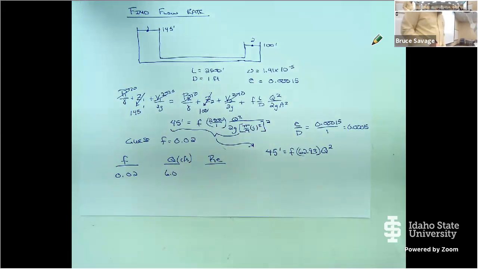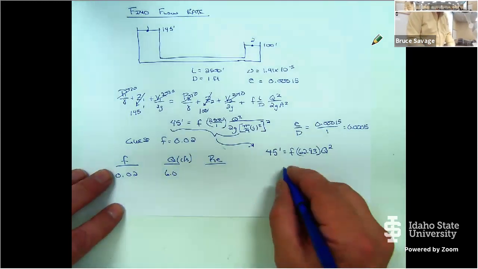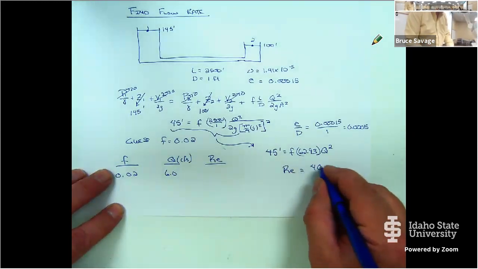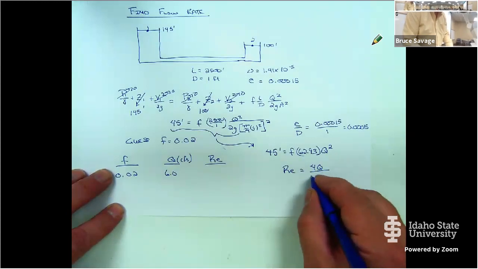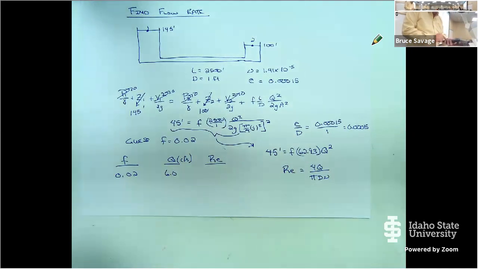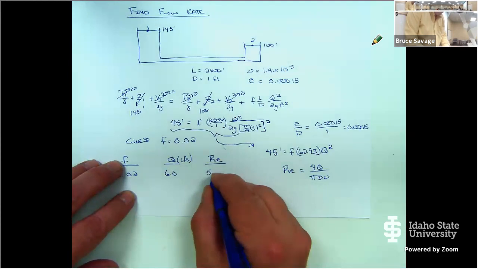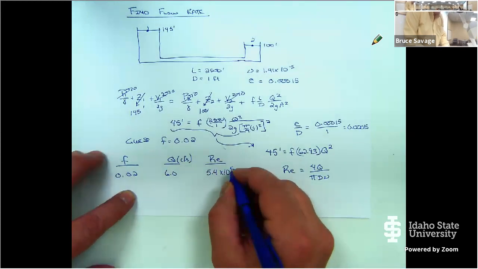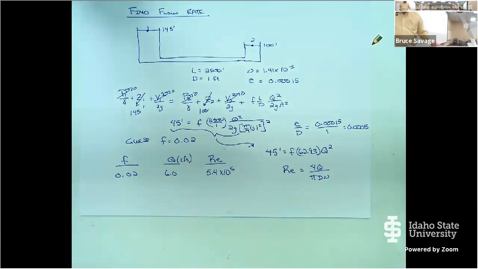Okay. And now I can find the Reynolds number, right? We'll go back to the previous thing. The Reynolds number is 4Q divided by pi d times the viscosity. All right. So 4 times that, pi times d times the viscosity, 1.41 e to the negative 5. Write that in there, and I get a Reynolds number of 5.4 times 10 to the 5th. So now I have E over D, and I have the Reynolds number.